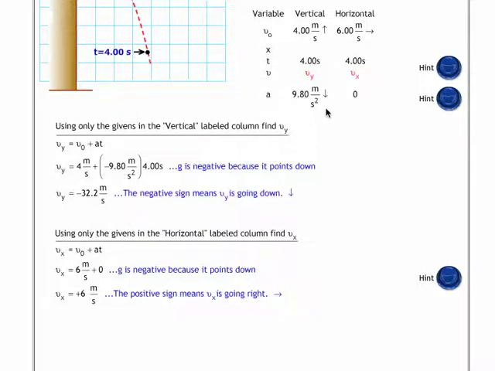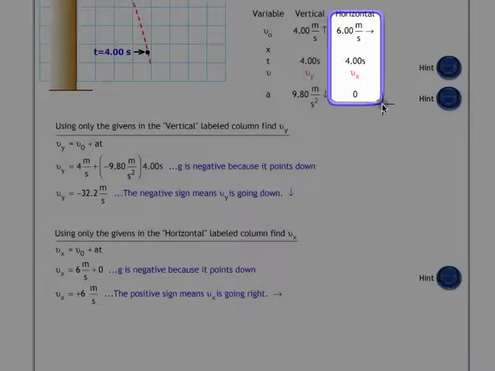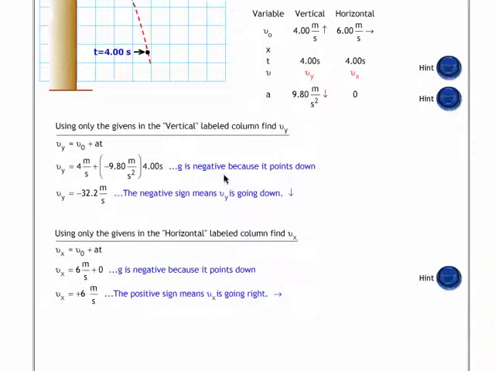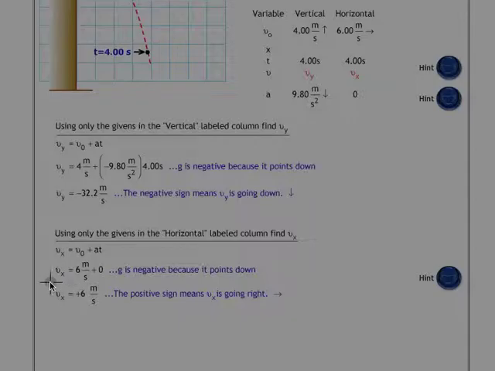Now to find the horizontal velocity, I'll use the horizontal givens right there. But since the acceleration is equal to 0, the horizontal velocity stays the same. So it's 6 in the very beginning, and it'll be 6 at the very end. So down here at the bottom, it's still 6 meters per second, and that's always going to be true for us. The horizontal velocity will stay the same.